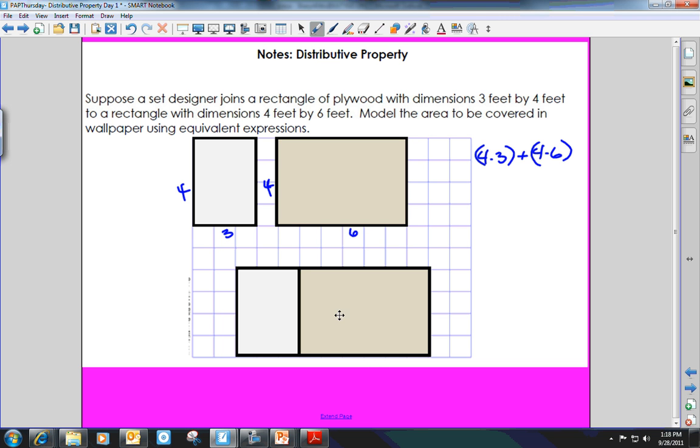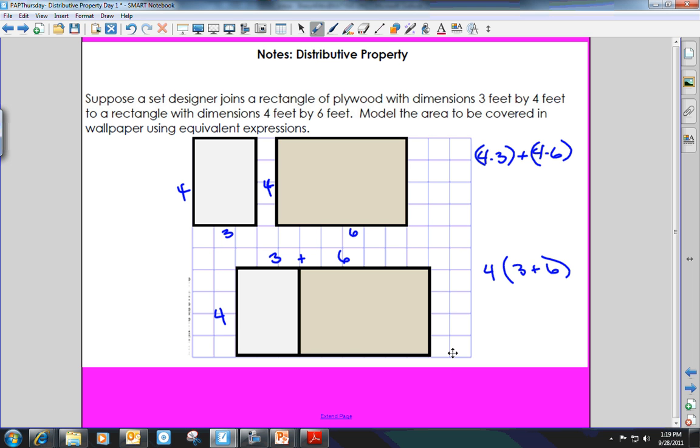If we put the two pieces of plywood together down here, now we have dimensions of 4 for the width, and then we have 3 plus 6 on the top. 3 for the first piece plus 6 for the second piece. So we could write that equation out. 4 for the width times the length, which is 3 plus 6.